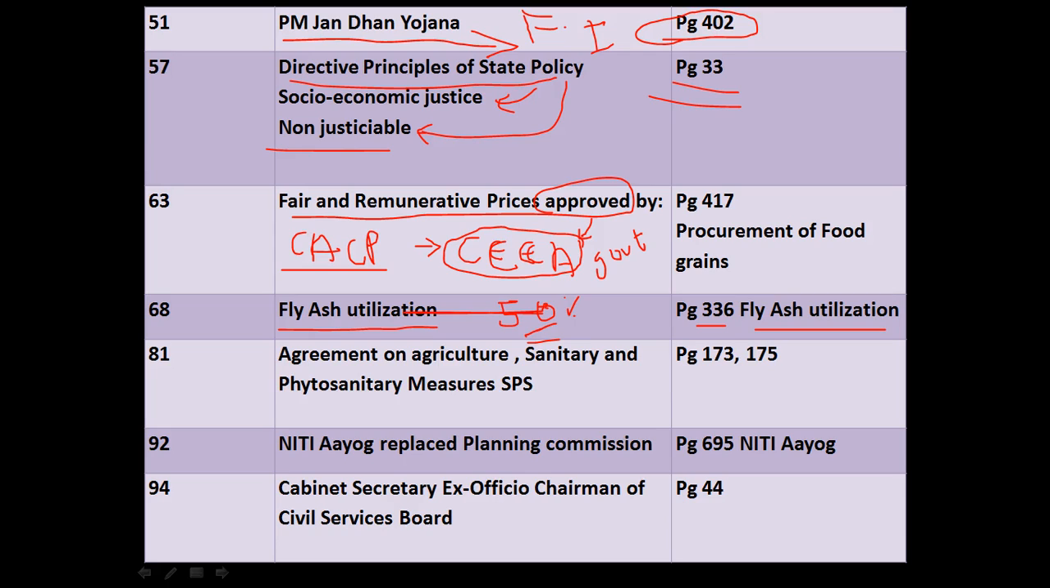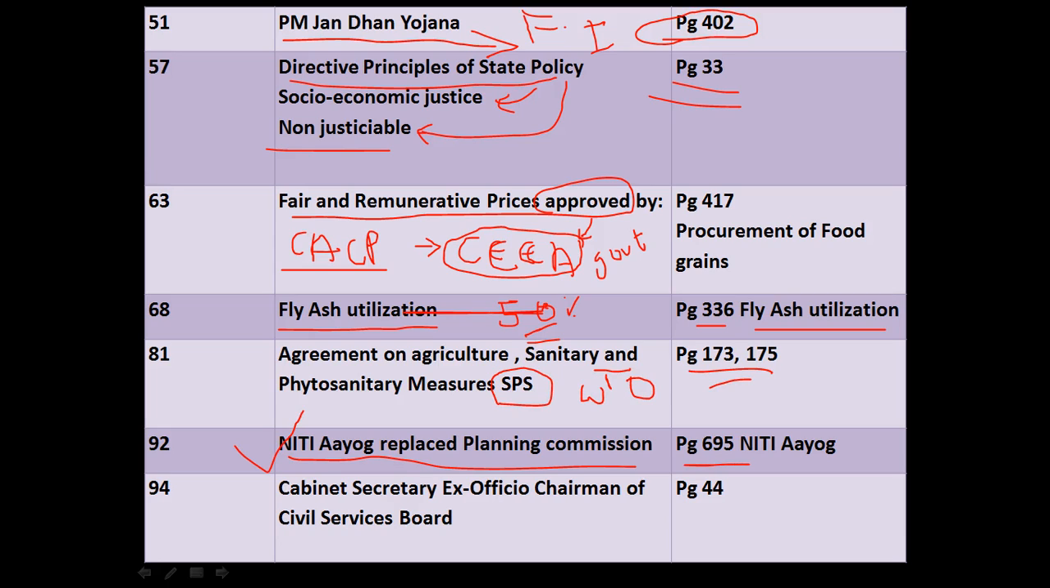Then we had this question about the sanitary and phytosanitary measures from the WTO, and they have been comprehensively given in these 2 pages of the yearbook. Then we had a huge thing about Niti Aayog replacing Planning Commission.